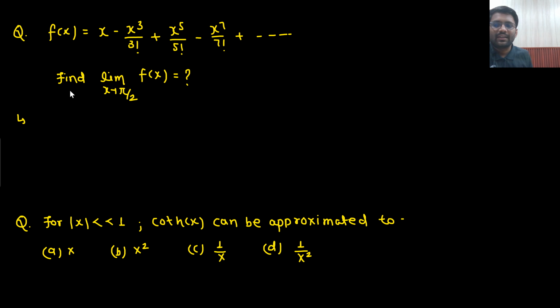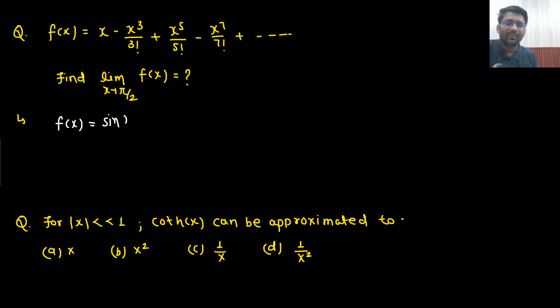Then someone will say that, sir, in place of x I will put pi by 2 here. Then, sir, pi by 2 minus pi by 2 whole cube divided by 3 factorial, pi by 2 whole to the power 5 divided by 5 factorial. Sir, I don't know what value I will get, right? But you need to think, what is f x? Can you think what is f x? f x is nothing but sin x only.